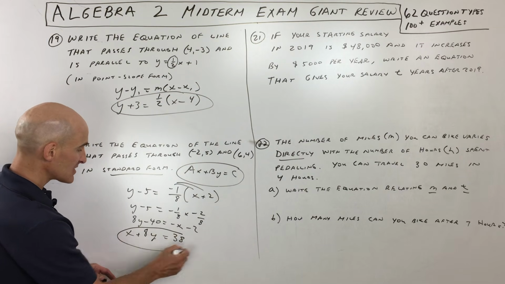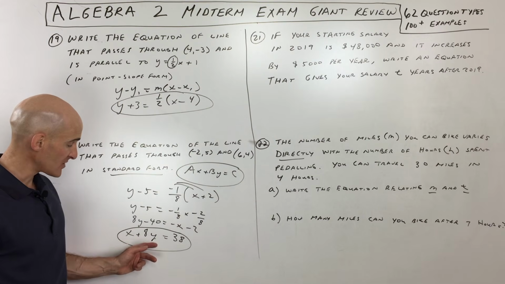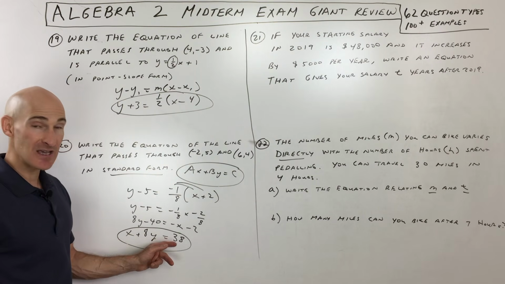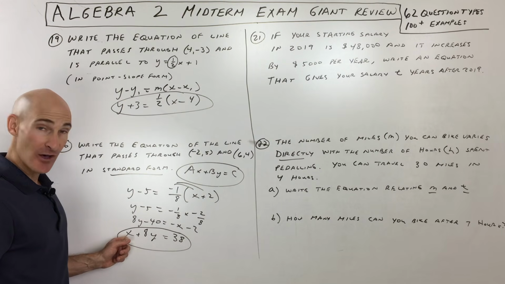Okay, now you can see this is in standard form because we have the variables on the left, the coefficients, the a, b, and c are integers, and the a value is positive.